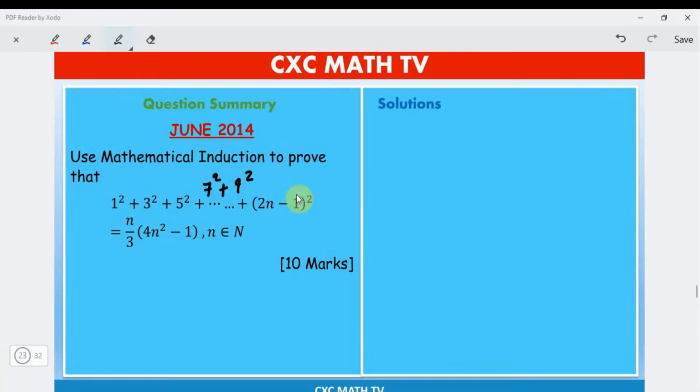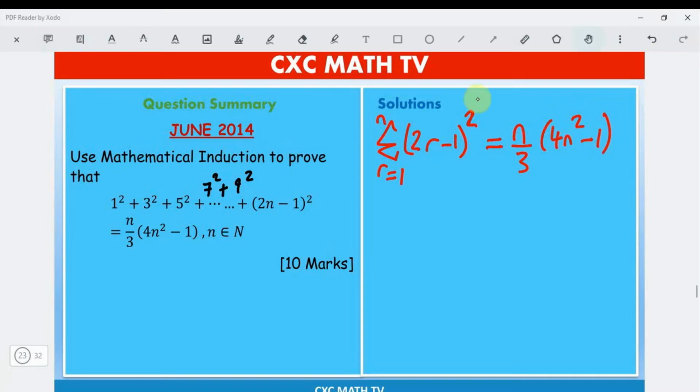In other words, all of these things that we're adding, we can replace with the summation symbol and write the sum from r equal 1 to n of, we're going to change it from the letter n here to r, 2r minus 1 all squared. This is what we're going to be proving. We're proving that the sum from 1 to n of (2r minus 1) all squared is equal to n over 3 times (4n squared minus 1). Alright? That is what we're proving.